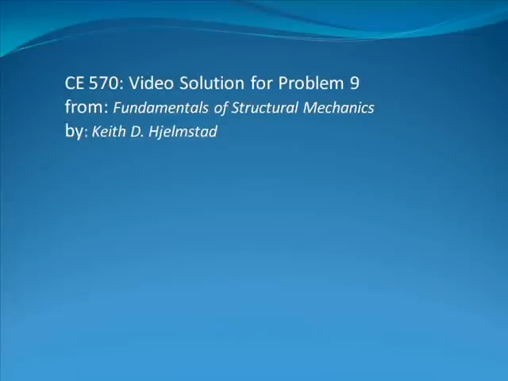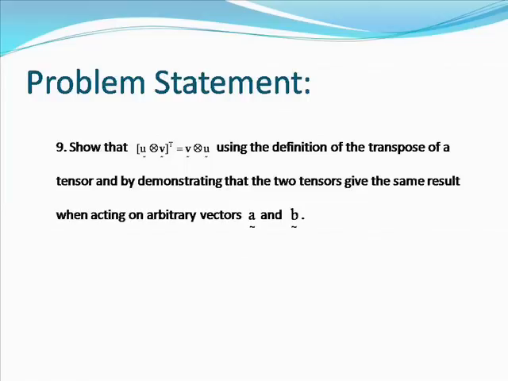Here is the video solution for problem number 9 from the textbook Fundamentals of Structural Mechanics. The problem statement for problem 9 says, show that the transpose of the vectors u tensor product v equals v tensor product u, using the definition of the transpose of a tensor and by demonstrating that the two tensors give the same result when acting on arbitrary vectors a and b.